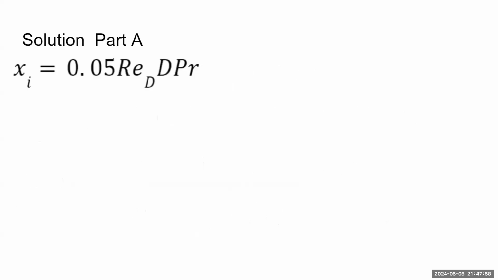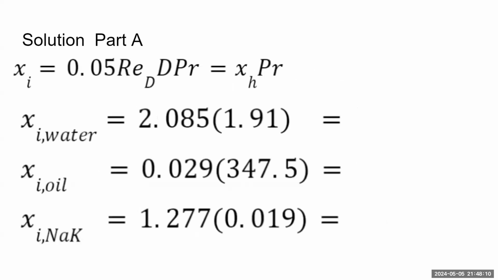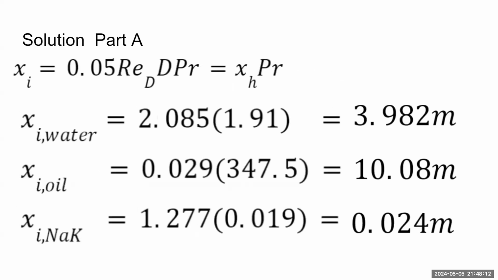Finally, we can solve for our thermal entry length. This equation simplifies down to the hydrodynamic length times the Prandtl number. Yet again, solving in parallel yields our answer in meters once again.